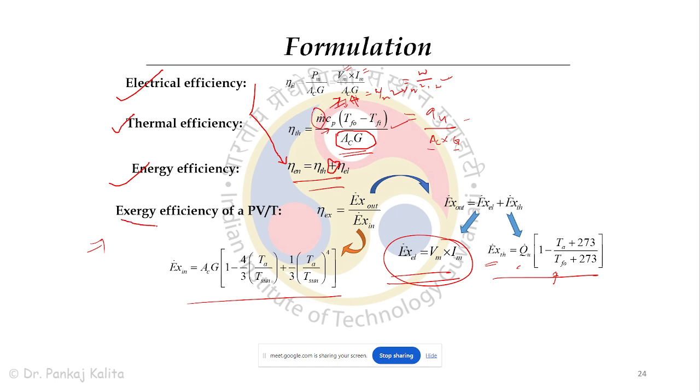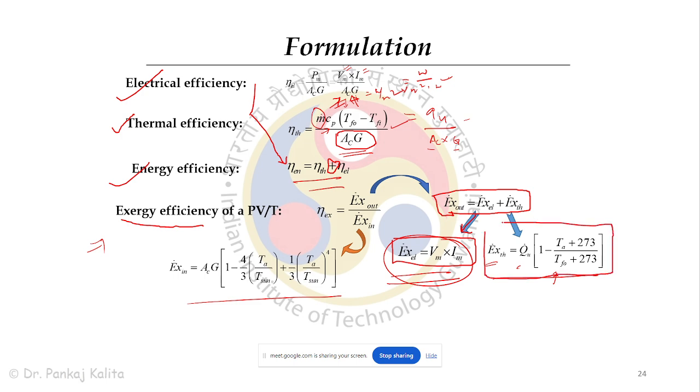If you want to calculate the exergy efficiency, then you know that it's exergy out upon exergy in, right? And your exergy out is your electrical plus your thermal exergy, both taking place simultaneously. Your electrical exergy you already know how to calculate. It's basically V into I, right? Your power, whatever you are getting, and your thermal exergy is given by this particular formula.